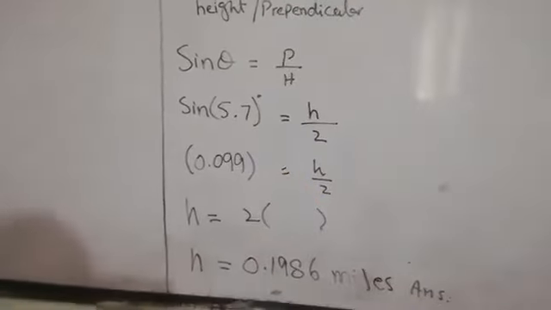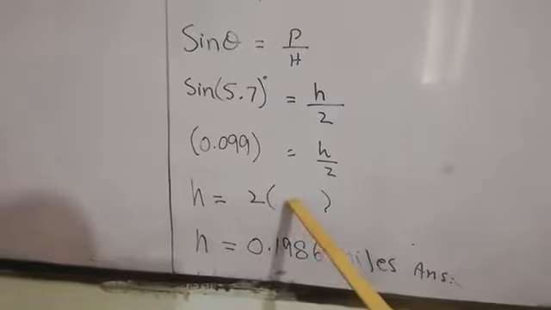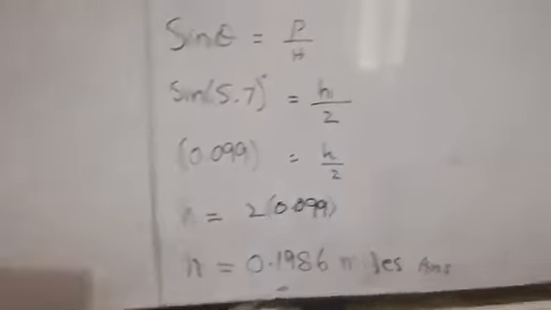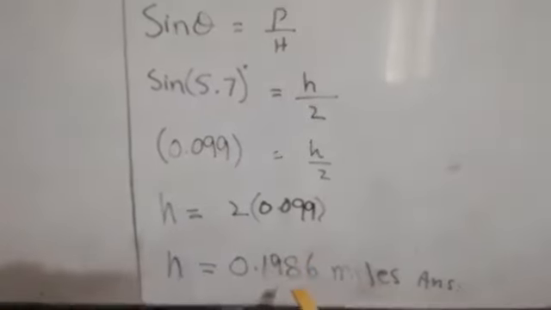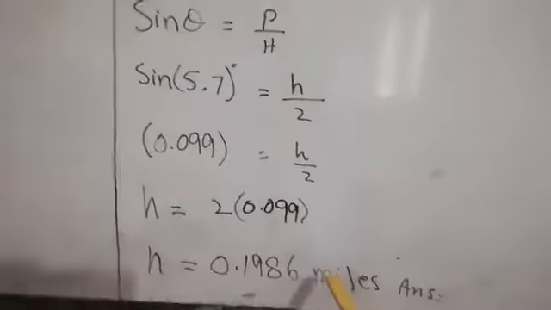So my dear students, we will put here the value 0.099 like this. And when we multiply this value by 2, we will find the value of the height or the perpendicular, which is 0.1986 miles. Since the unit is miles, we will write the answer in miles.